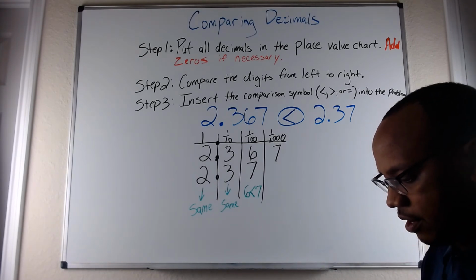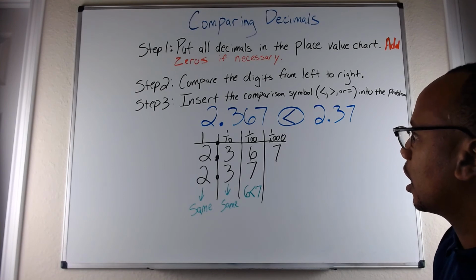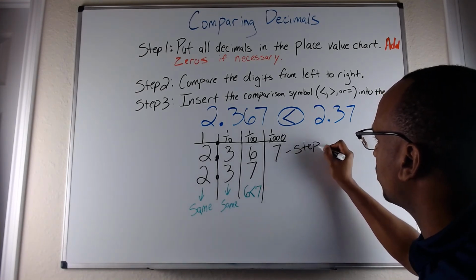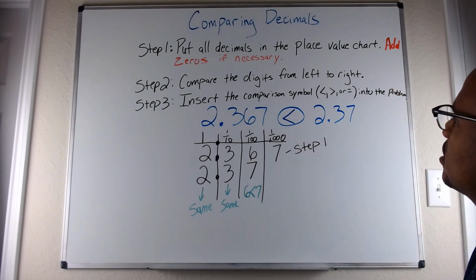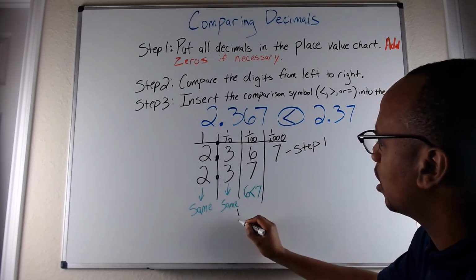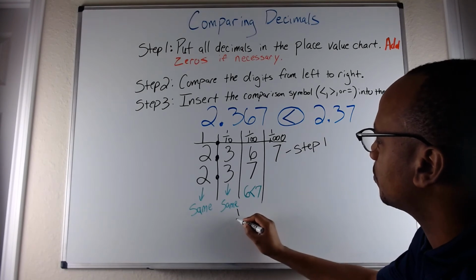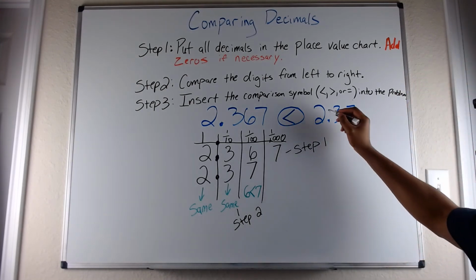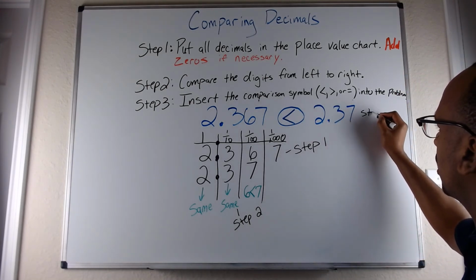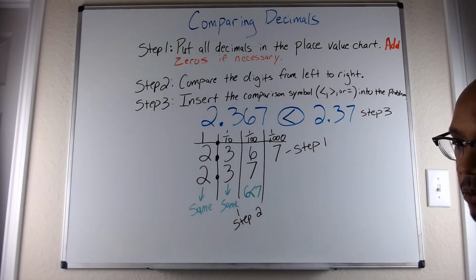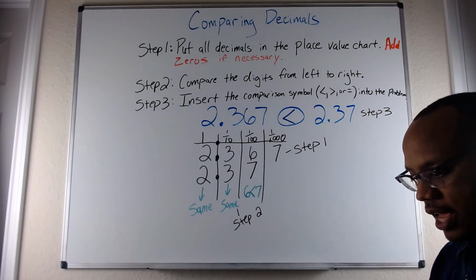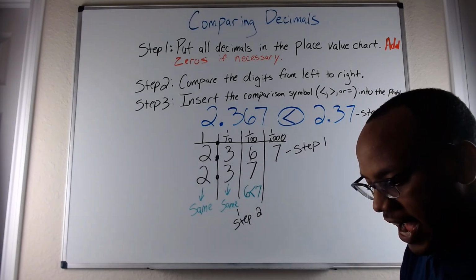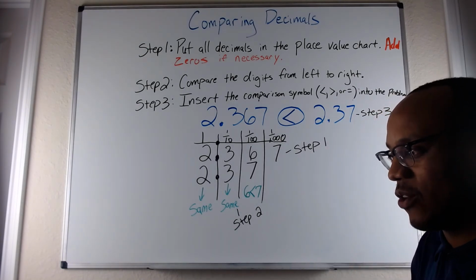So what you have here is step 1, when you put them in the place value chart. Step 2 is when you compare the digits from left to right. And step 3, when you place them in the comparison symbol. Right? Now, all of this could have been simplified if I would have just done what was in red.